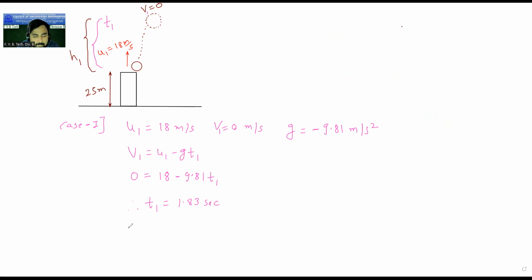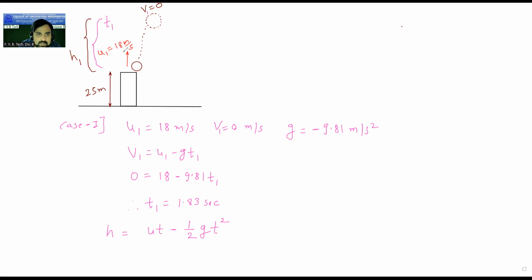Use the formula H is equal to UT plus half AT square. So A you should replace by G, and G is minus G because the motion is upward motion. So minus G T square.